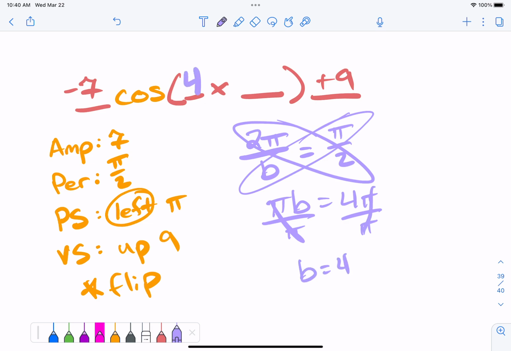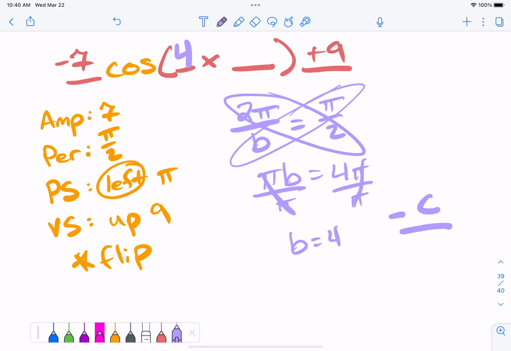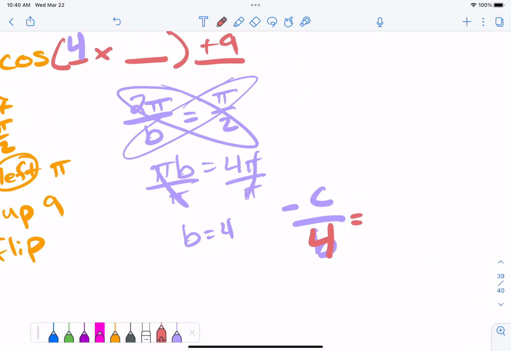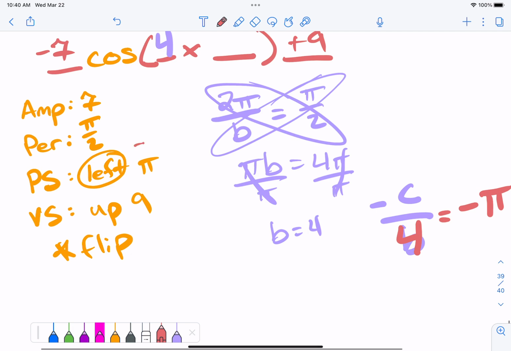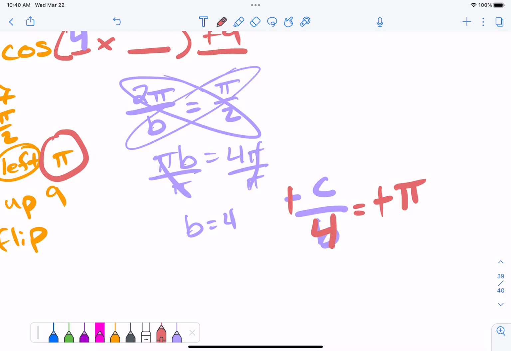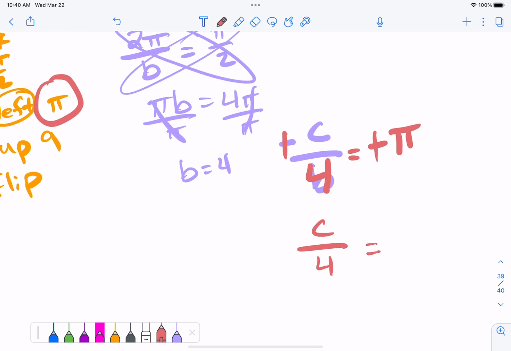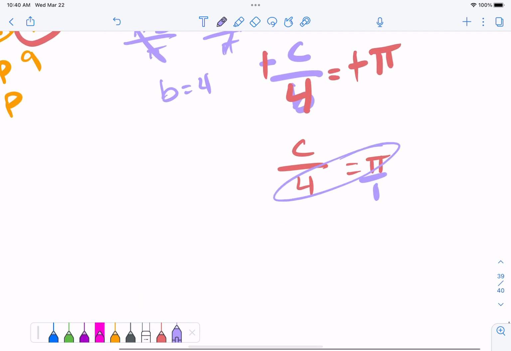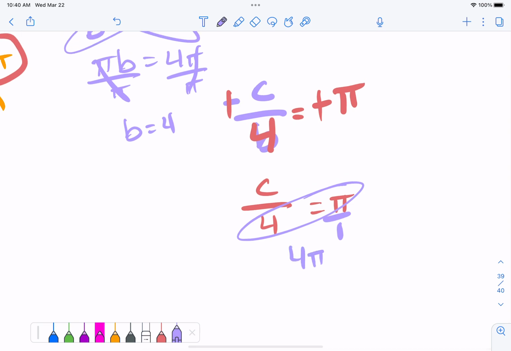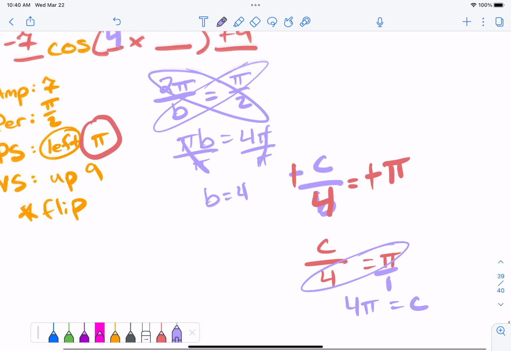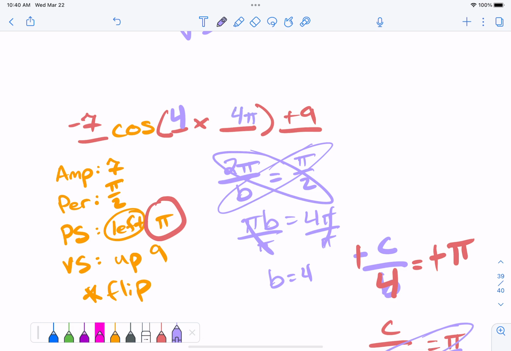Okay, so 4 is there. To find the phase shift is -c over b, but we already know b is 4. I want that to be equal to how much? Negative pi. Be careful because here I said pi, but I said left pi. So make sure that you set it equal to a negative. All right, the negatives are going to cancel each other out, right? So I just really have c over 4 equals pi. How do you want to solve for that? Pi over 1, and then cross multiply? Sure. Okay, so 4 pi equals c, and that's it. 4 pi is c. Is it a positive 4 pi or a negative 4 pi? It's positive because here it was negative, right? So it goes in there positive. Makes sense?